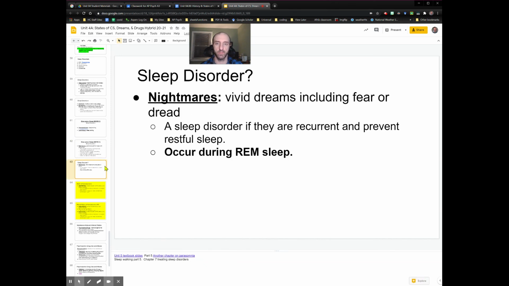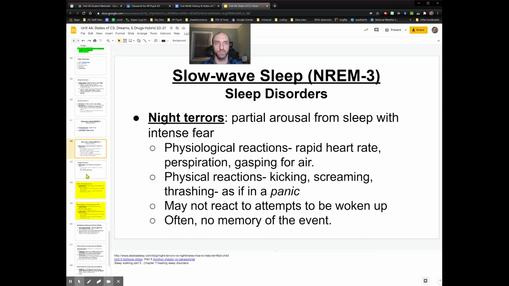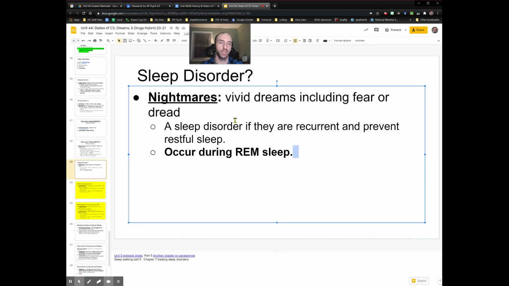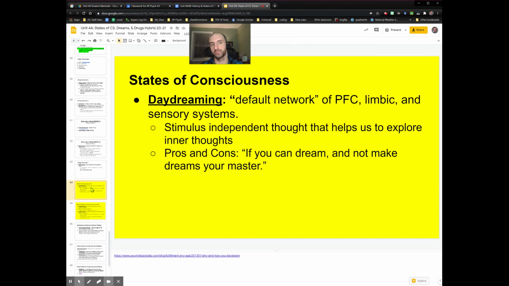But that differs from nightmares, which can be equally scary, but these are bad dreams, whereas night terrors are, as far as anyone knows, not dreams, but just a physiological reaction that looks like somebody could be having a nightmare, but they're having the reaction of extreme terror. And nightmares, again, happen during REM sleep, and if they're recurrent or prevent normal sleep, then it would be useful to seek treatment. I already said that.